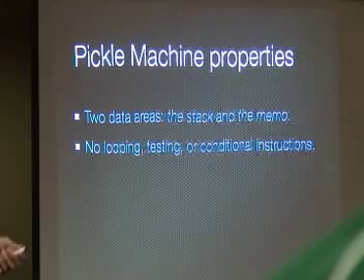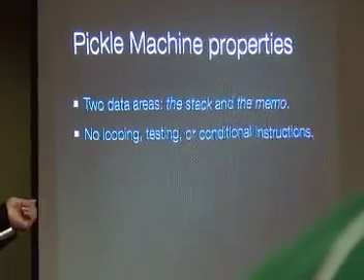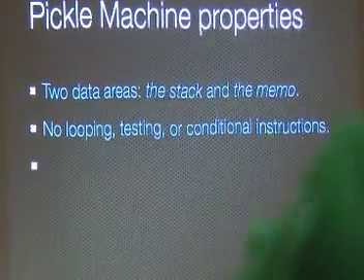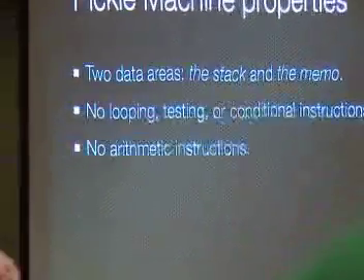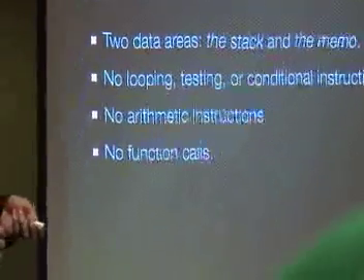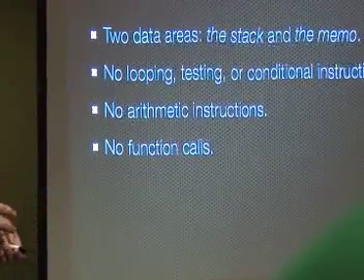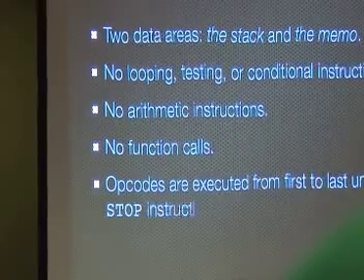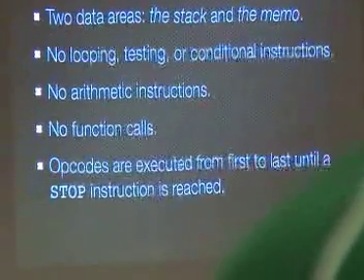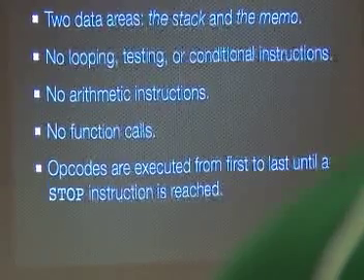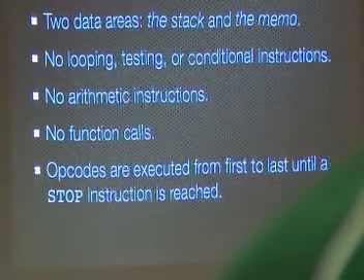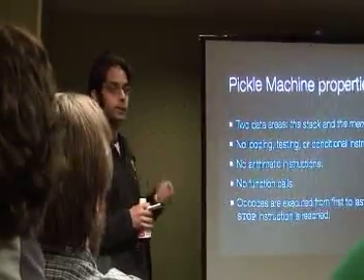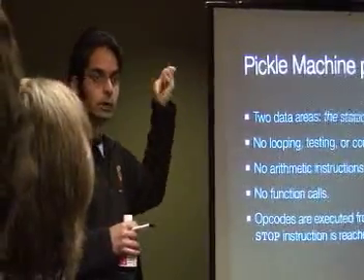It's really simple. This machine doesn't have any looping instructions, testing instructions, or conditional jump instructions. It doesn't have any arithmetic instructions; you can't add things. It doesn't have any function calls, or any method of defining functions. The opcodes are executed from first to last until a stop instruction is reached. Once that stop instruction is reached, it takes whatever's on the top of the stack and says, okay, that's your restored object.